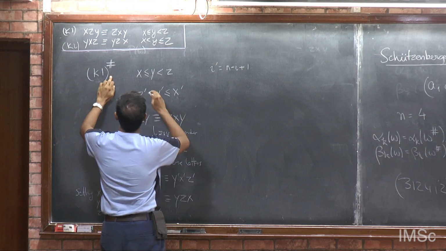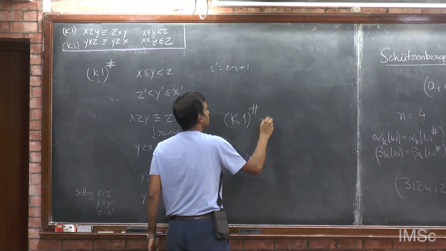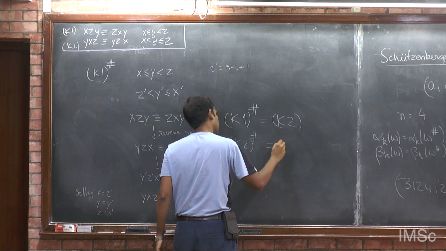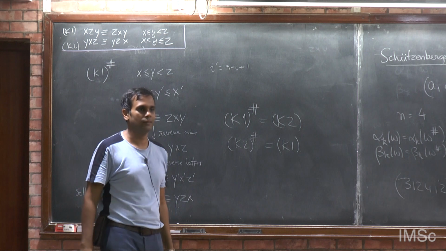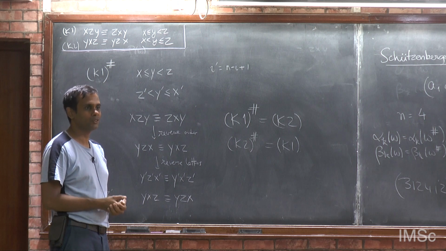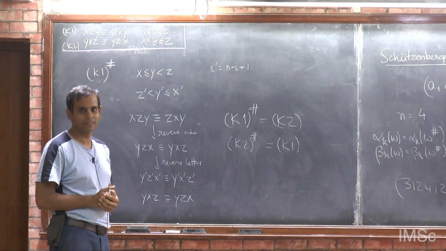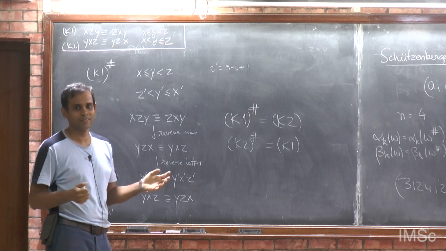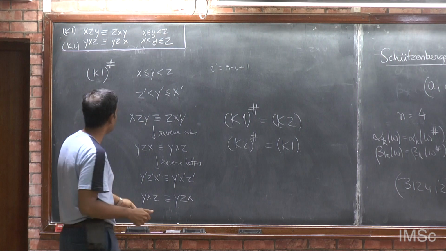So K1 hash is equal to K2 and K2 hash is equal to K1. So I don't really need to check the other Knuth relation. I can just apply the Schützenberger involution. Note the fact that the Schützenberger involution does not change the Greene invariants, and of course it may have been easier to just prove the other thing in the first place, but yes, this becomes K2.